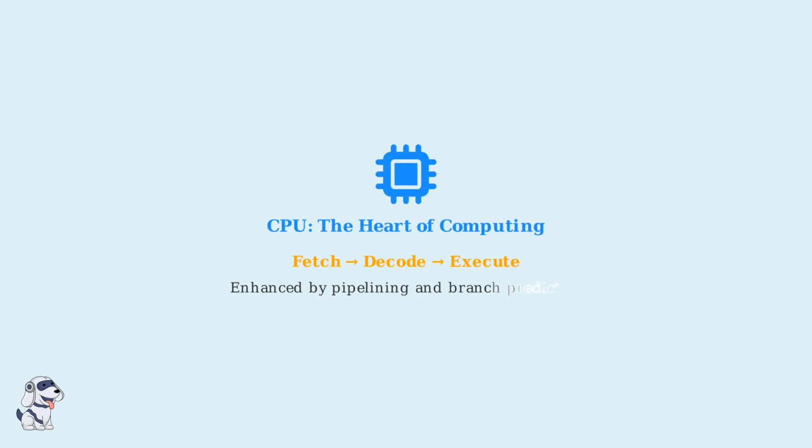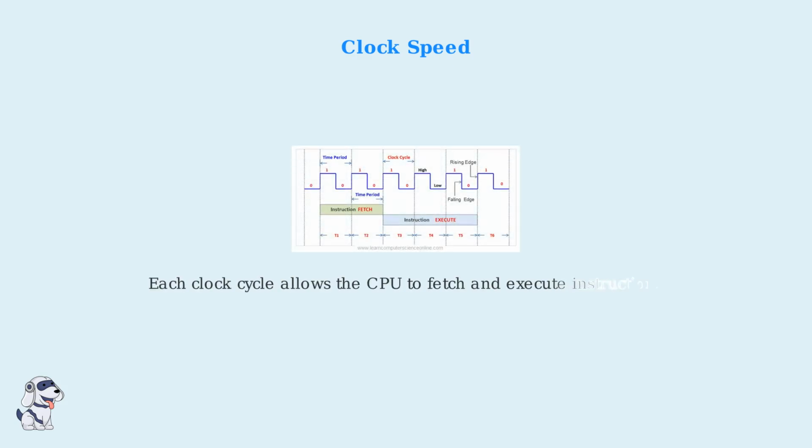This continuous cycle of fetching, decoding, and executing instructions, enhanced by modern techniques like pipelining and branch prediction, allows the CPU to process complex tasks efficiently and power all the applications you use every day. A CPU's clock speed, measured in hertz, determines how many instructions it can execute per second. The clock acts like a metronome, synchronizing all CPU operations.